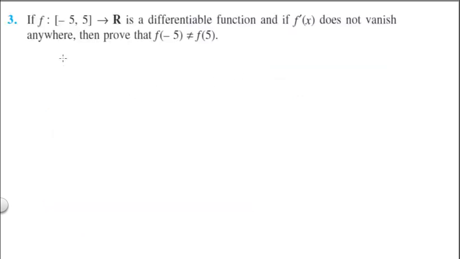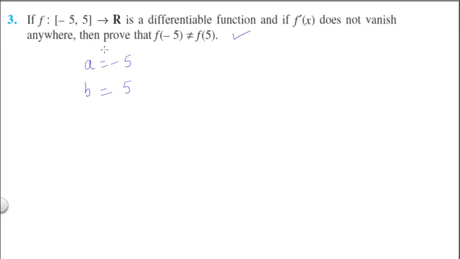In this question, they are saying f is from minus 5 to 5. So we have a as minus 5, we have b as 5. They are saying it is a differentiable function. Every differentiable function will be continuous, because a function being differentiable means that at every point of the graph, or the curve, there exists a unique tangent. That can only happen if it is continuous. So every differentiable function is a continuous function. So both the conditions are satisfied from the first one only.